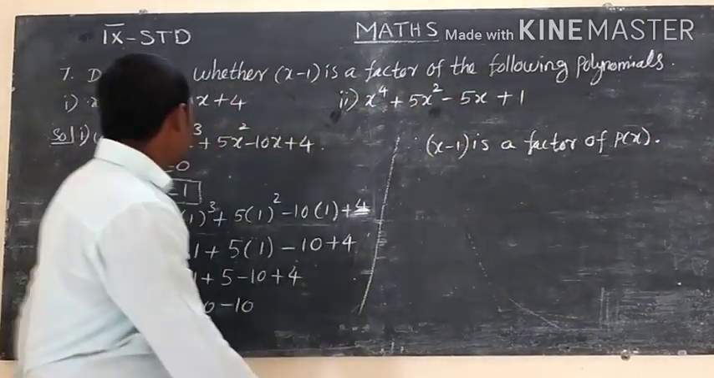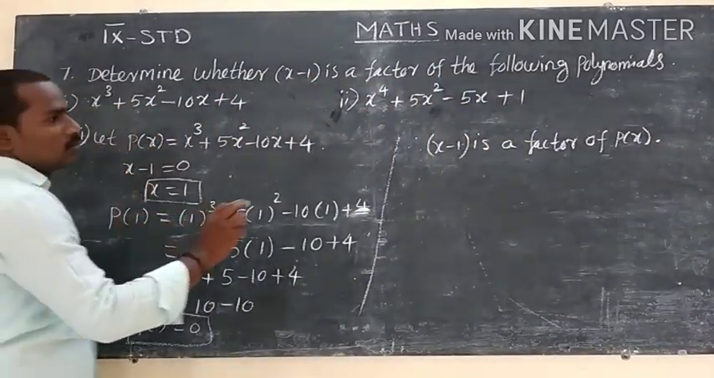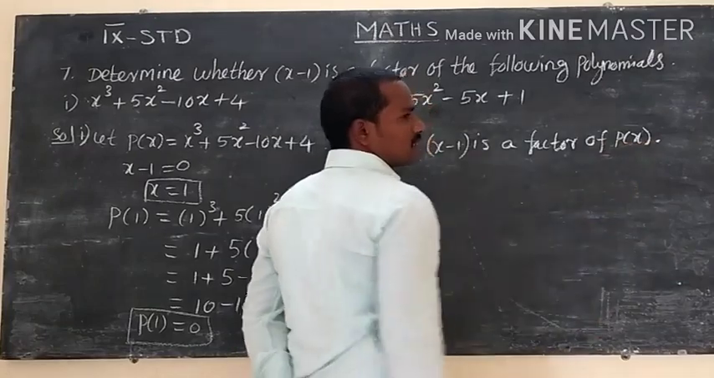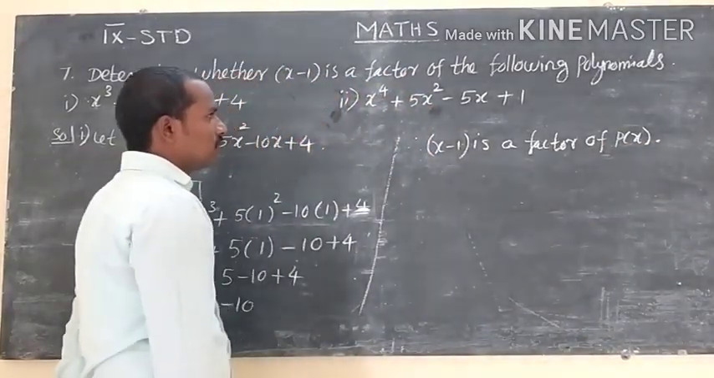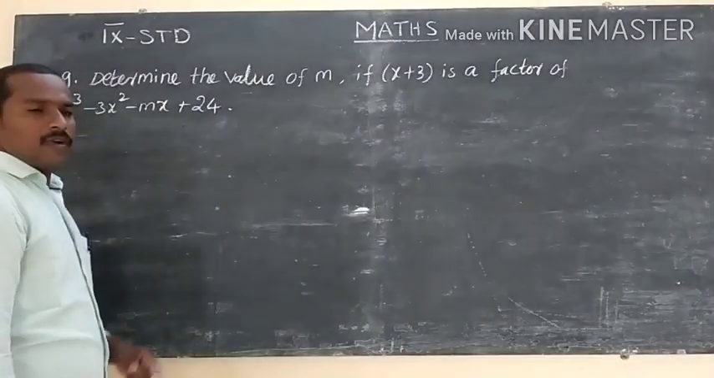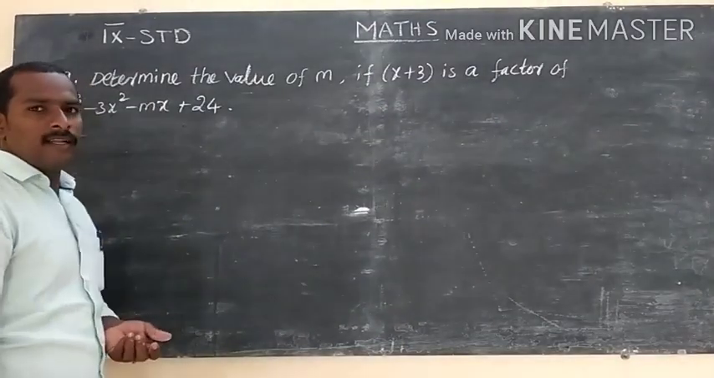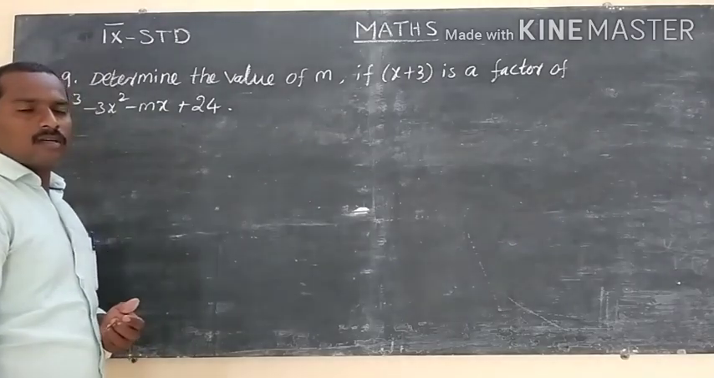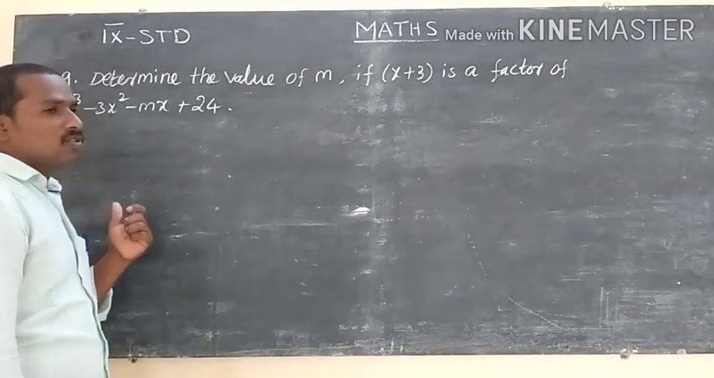We already defined the given polynomial as p of x. So x minus 1 is a factor of p of x. That's all the answer. In this manner, we do the second sum. This is your homework. Next, the 9th question. The 8th question is also your homework, in the same manner as the 7th question.